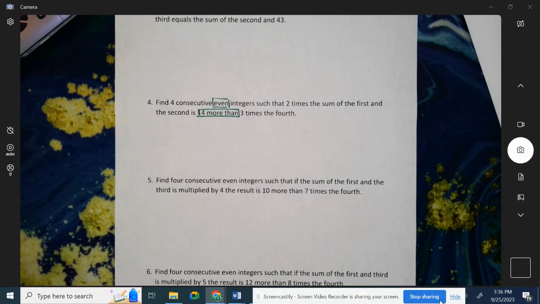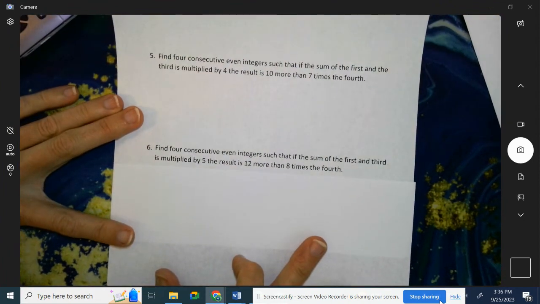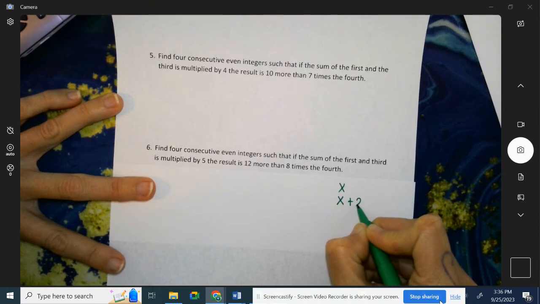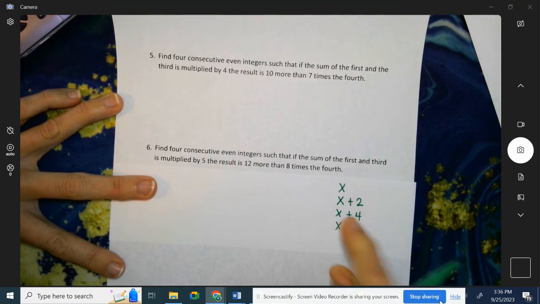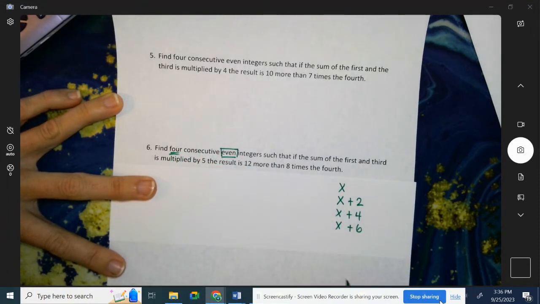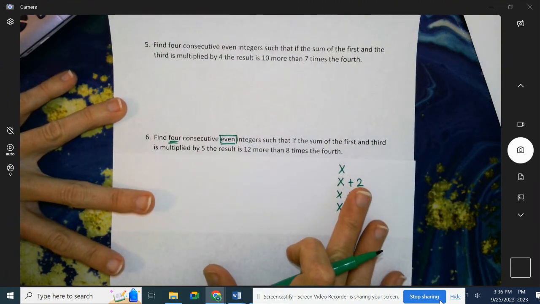So the very last one, find 4 consecutive even integers. So even again, and 4 of them. So that's x is where we're starting. Even and odd, we're still going to do plus 2, plus 4, plus 6. In this case, because I need 4 of them. So 4 consecutive evens is your big red flag, because otherwise it would be x plus 1, x plus 2, x plus 3, because you're counting number by number by number.